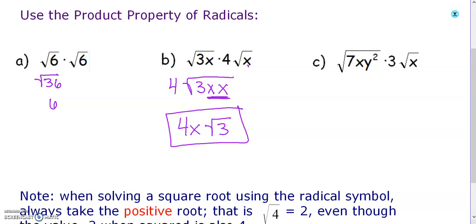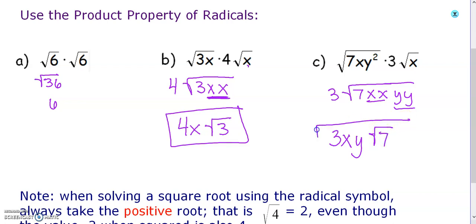Let's take a look at this next one. I have a 3 outside the radical. It stays there. Under the radical, I now have 7 times x times x, and y squared I'm going to just represent as 2 y's. So I'm just expanding it out all in one step. I look under the radical to see if I have any double variables. I do. There are 2 of a kind for the x's. So outside the radical, they get written once. I also write 1y outside the radical. And my 7 stays inside the radical.